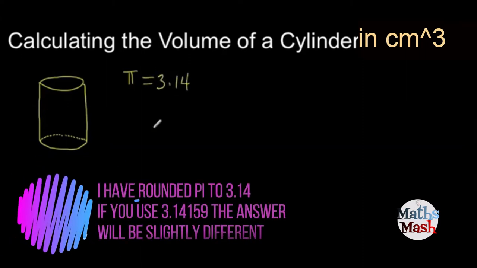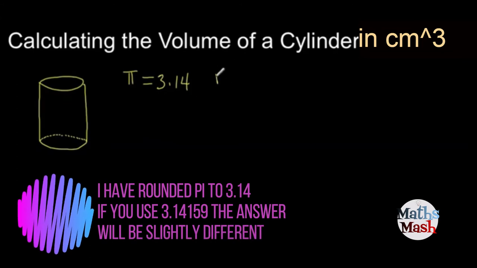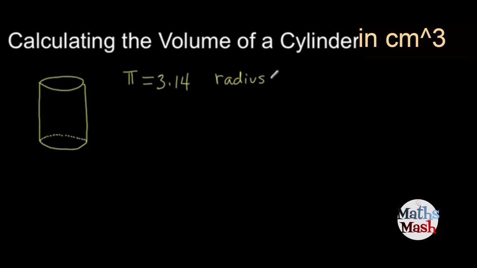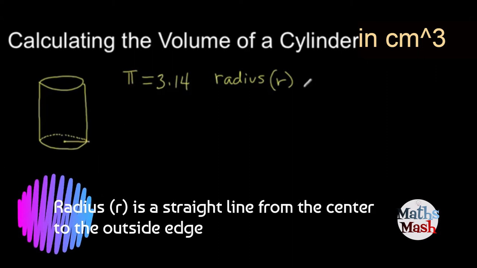All right, and our radius is going to be identified by small r. Radius is, we find the center of our circles here. We find the center of our bottom circle here, and we draw a straight line from the center out to the outside edge of that circle, and that is our radius.